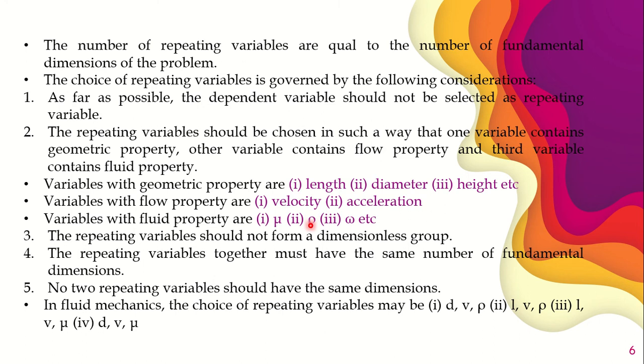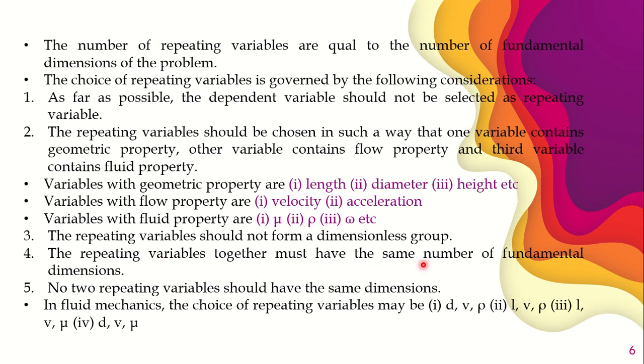So if I select these three repeating variables, length, there is L. If I select velocity, there is L and T. If I select rho, there is M and L. So finally I could find all M, L and T at one place. So you have to be careful in choosing like that. If you select another fluid property without M, then it's no use. Why? Because you'll get M power 0. That shouldn't happen. You should get some value for a1, b1 and c1. Hence, you should select like that.